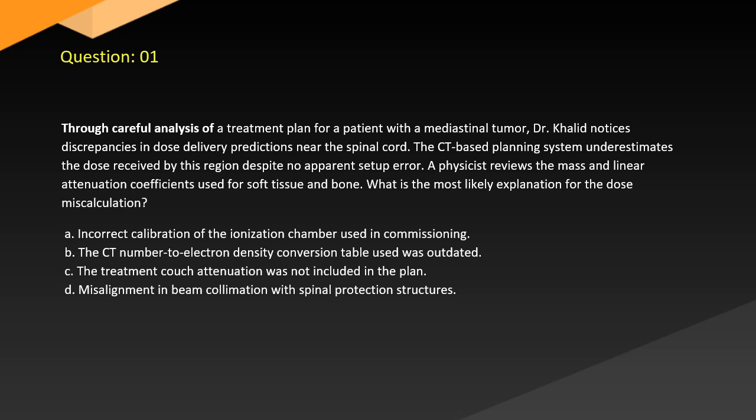Question 1. During careful analysis of a treatment plan for a patient with a mediastinal tumor, Dr. Collin notices discrepancies in dose delivery predictions near the spinal cord. The CT-based planning system underestimates the dose received by this region despite no apparent setup error. A physicist reviews the mass and linear attenuation coefficients used for soft tissue and bone. What is the most likely explanation for the dose miscalculation?